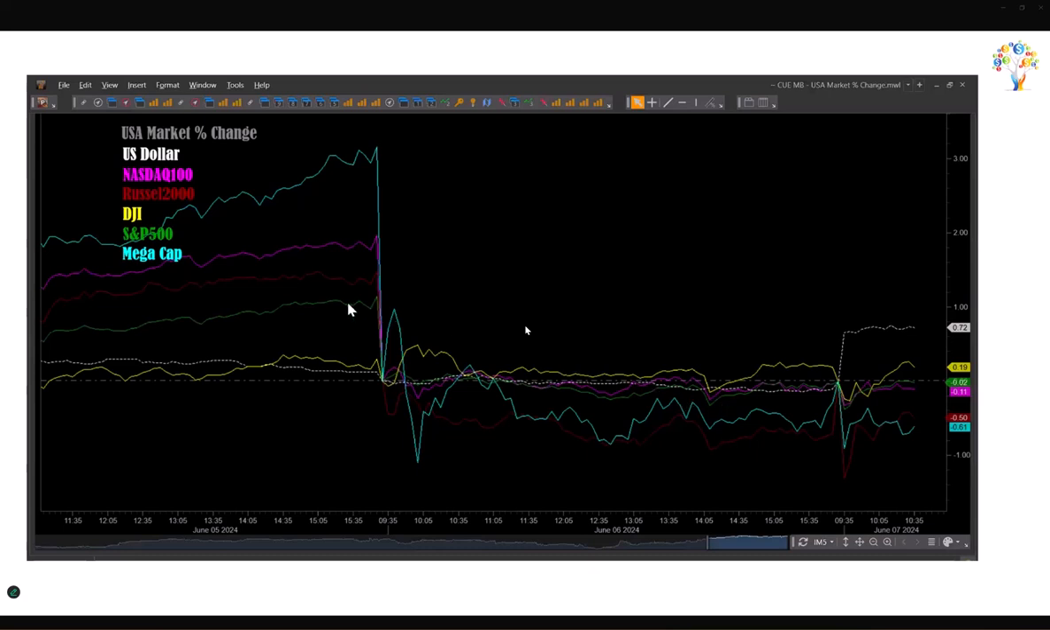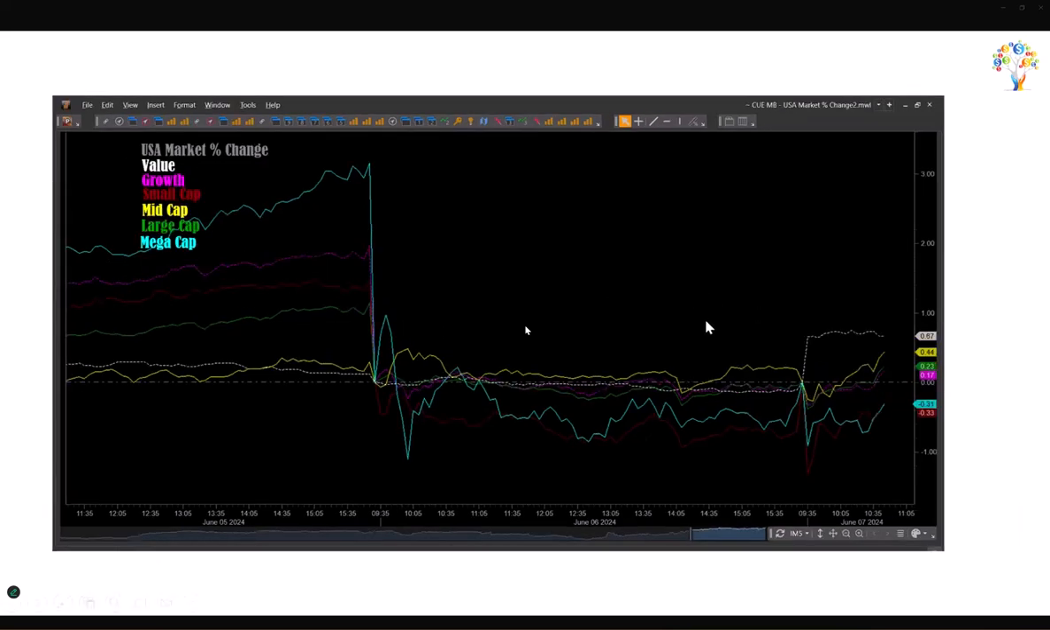But for stock traders, instead of looking at the market percentage in this way, across these pockets, US dollar, the four futures, then mega cap custom index, I would use a slightly different view for stock trading. I would like to see how value is doing versus growth, how small cap is doing versus mid cap, large cap, and a mega cap custom index. This is as of yesterday again. Value was up most. Mid cap was up most.